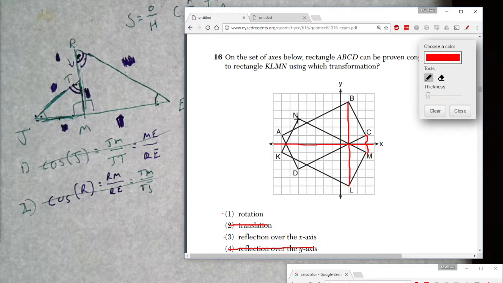This is all going to work out. N, 1, 2, 3, 1, 2, 3. And A to K, 1, 2, 1. So the reflection over the x-axis is looking pretty good. The only thing you need to do for this is convince yourself, why does rotation not work?